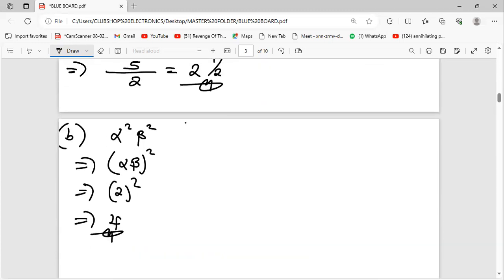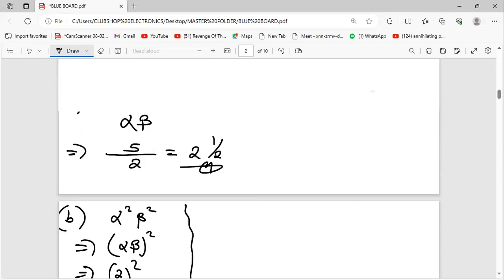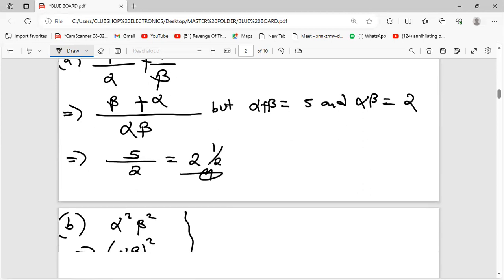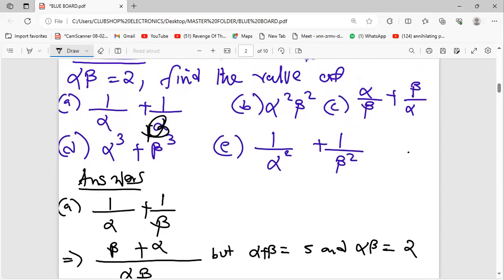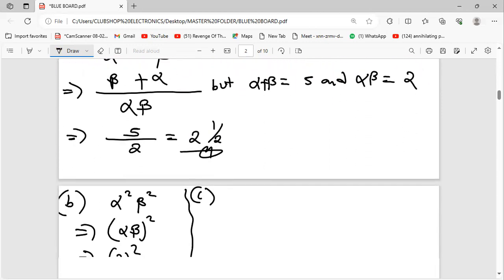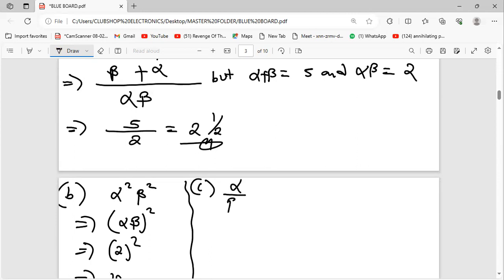Okay, maybe we can even do C. C, what is C? Alpha divided by beta plus beta divided by alpha. So as our denominator, we'll pick alpha beta. All right. So beta into alpha beta is alpha. Alpha by alpha is alpha squared plus alpha into alpha beta is beta. Beta by beta is beta squared.